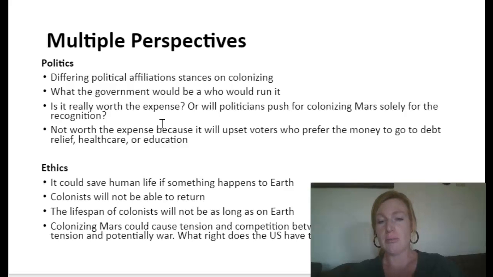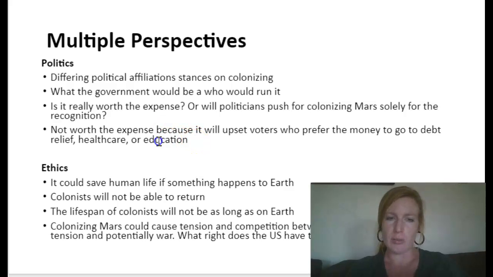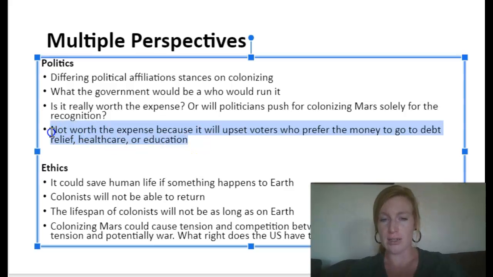As we know, we're in a pandemic, we're in an economic crisis. And so we could make an argument that trying to fund this colonization of Mars is not worth our time right now, and that the money could be spent better elsewhere.